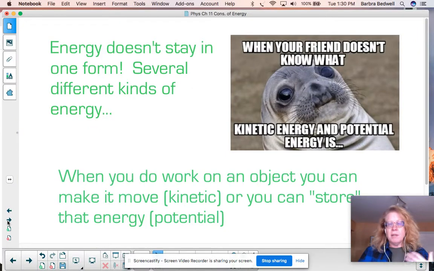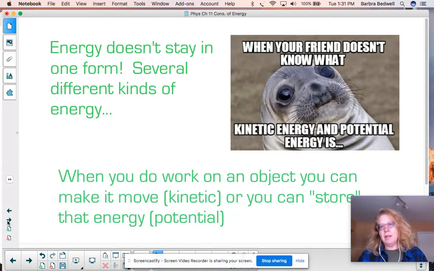When we start to do this sort of thing, it kind of begs the question: if we can turn work into energy and we're changing something's energy, isn't there other kinds of things that we can do? And the truth is, of course there is. You guys know this, you have experience in your life, that energy doesn't really just stay in one form. There's a lot of different types of energy.